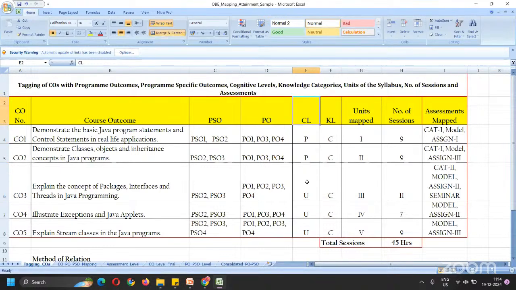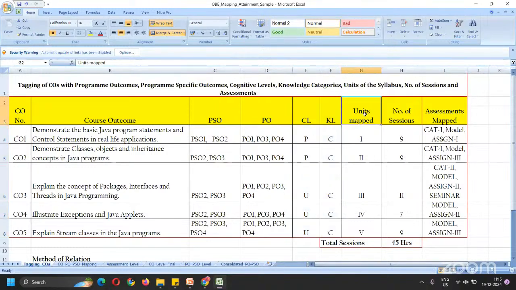Okay, so this is another kind of tagging you have to do. You have to tag your COs with the cognitive levels, as well as the level you are going to achieve in the outcomes, and also the kind of knowledge the student will develop. So the cognitive level and the knowledge level have to be tagged for your individual course.